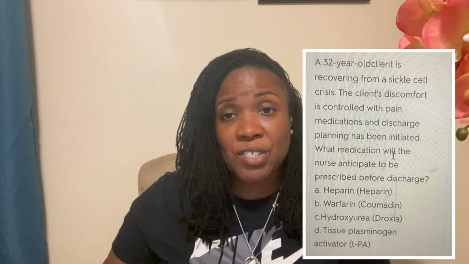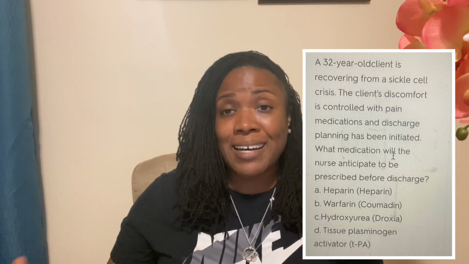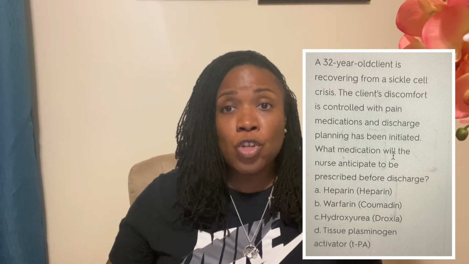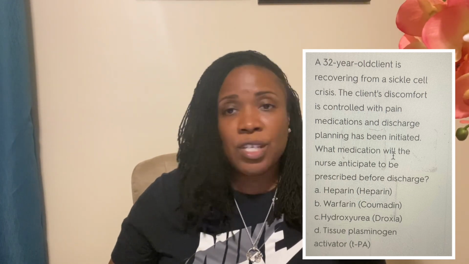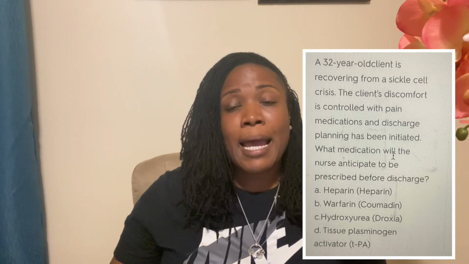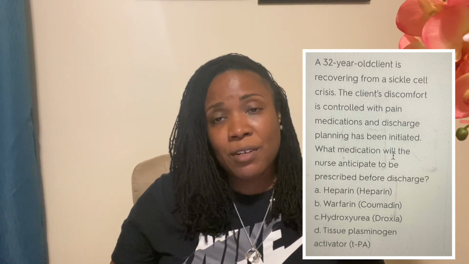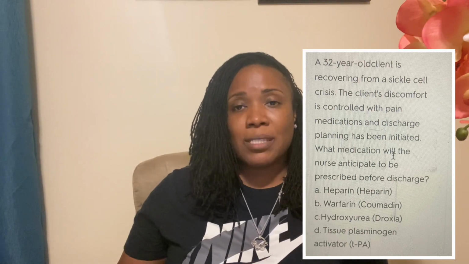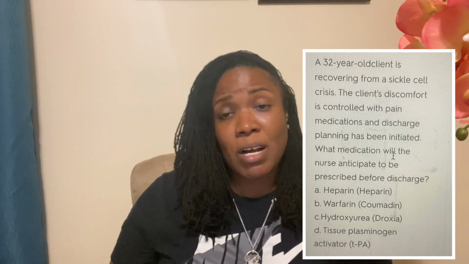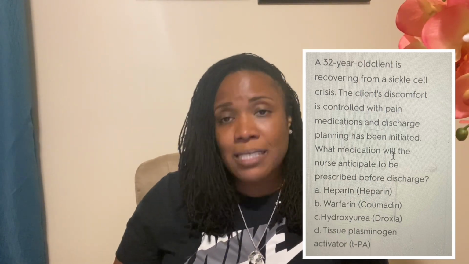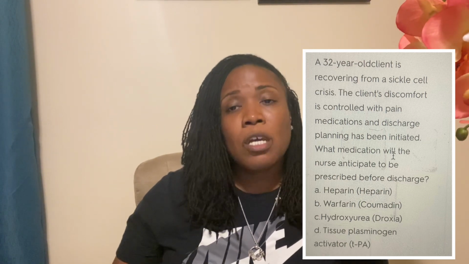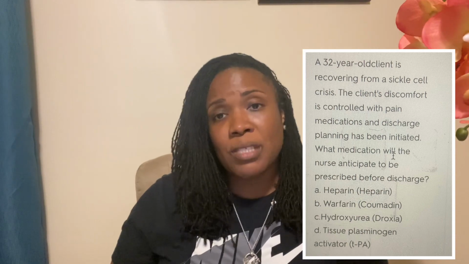The only other option, even if you didn't know what hydroxyurea is, please note that TPA has to be given in emergent situations for some sort of a clot. Okay, and usually it's the brain. It's usually a stroke, a thrombotic stroke. Heparin and warfarin, they're also blood thinners, and we're not giving blood thinners for sickle cell. The only other option would be hydroxyurea, and hydroxyurea is a medication that we do use for patients when they go home who have sickle cell to try to reduce sickle cell crisis.